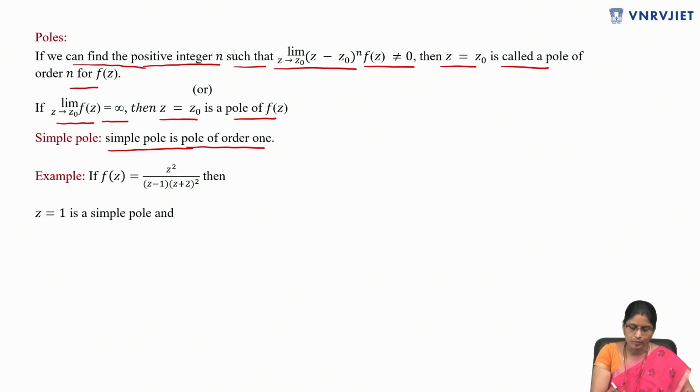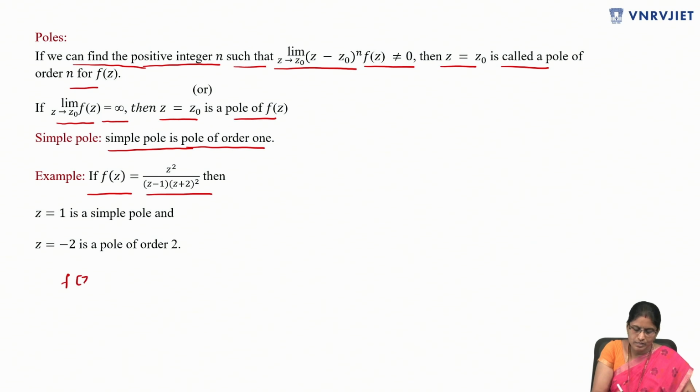See the example problem. If f(z) = z^2 / ((z - 1)(z + 2)^2), then the given function f(z) is z^2 / ((z - 1)(z + 2)^2).